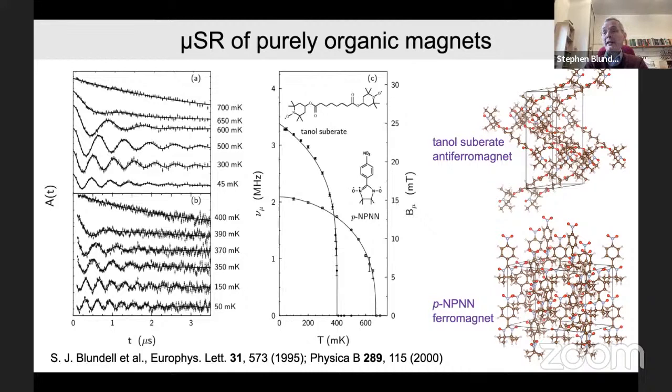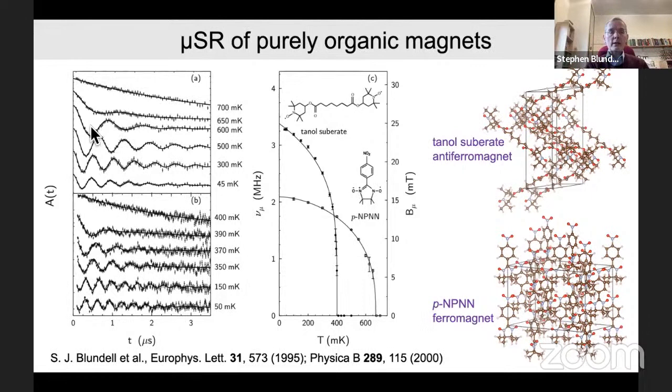So this one here has a transition temperature of 670 millikelvin. Let's just focus on this one, which is made up of these molecules that have a free radical that produces a magnetic spin. As you cool down the sample, you can see at 700 millikelvin the muon data just shows spin relaxation. So the muon spin was 100% polarized, but it then just relaxes in the material due to spin fluctuations.